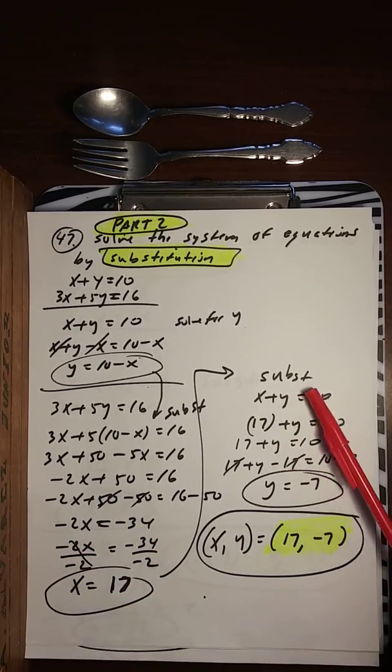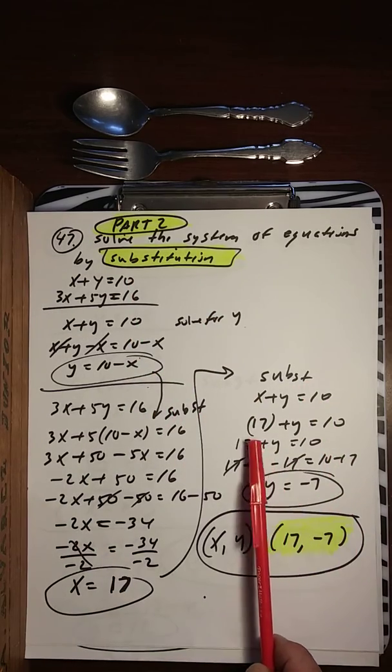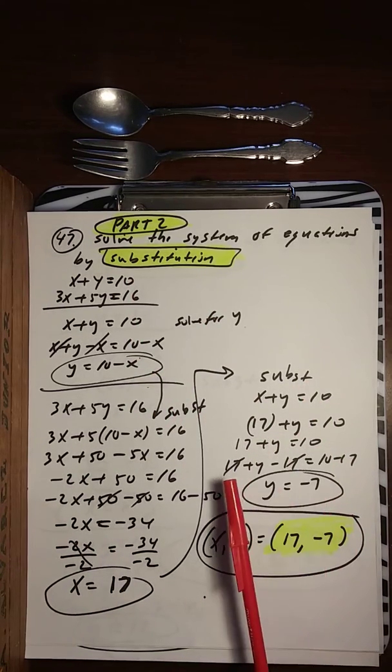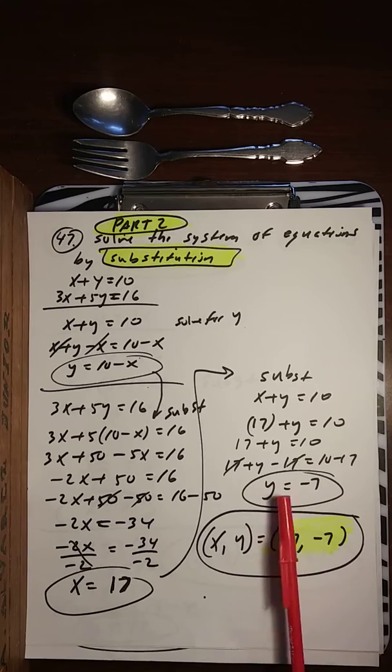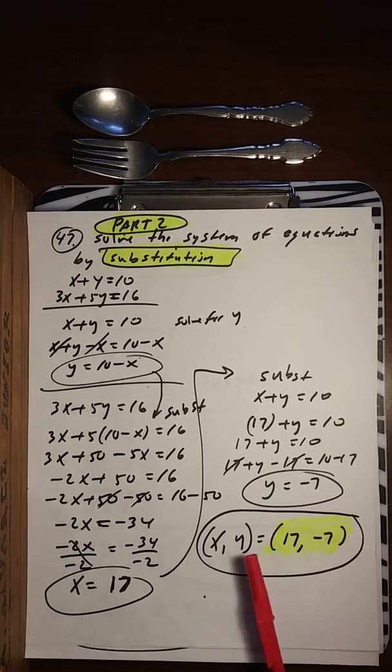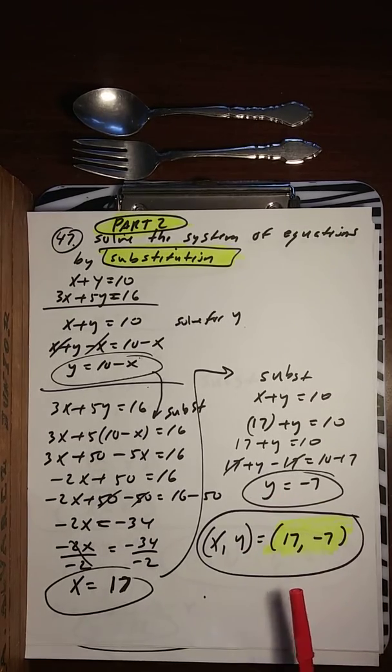Substitute it back in the other one. 17 plus y, minus 17 from both sides, so y equals -7. So x, y is 17 and -7.